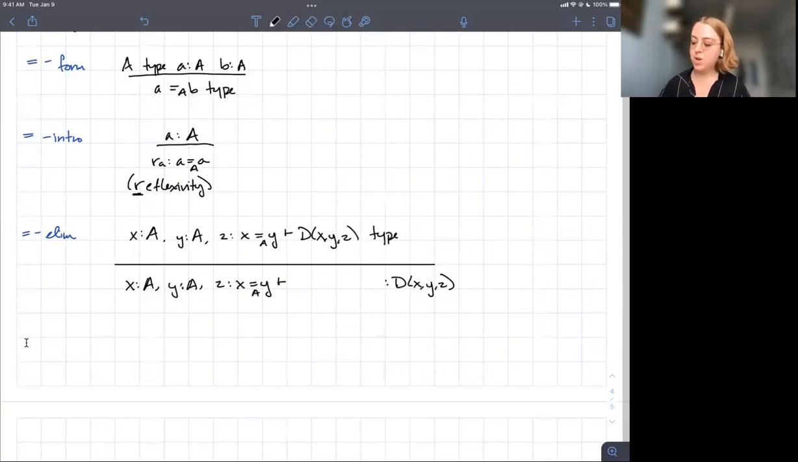Okay, and so what do we need? What should be the hypothesis that we need to prove this? Well, it should be that the predicate or the dependent type D of X, Y, Z holds or has a term at the canonical terms. Okay, so what do the canonical terms look like?